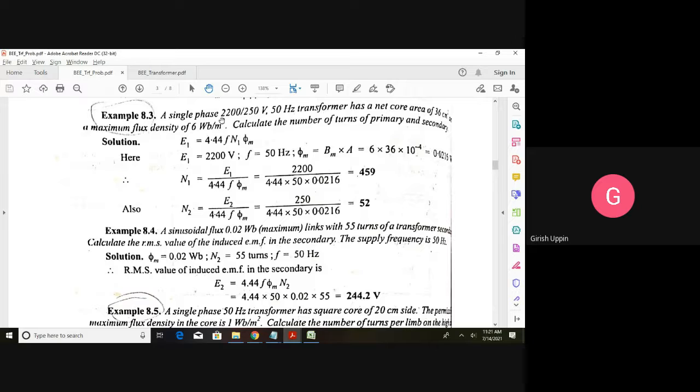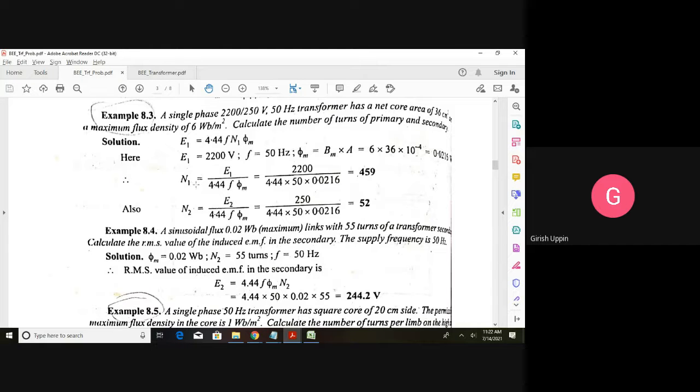Here V1 is given, and we can assume it as an ideal transformer. V1 is equal to E1 is equal to 2200. Frequency F is 50 hertz, that is given. N1 is unknown and phi m is not given, but Bm and A are given. Therefore, phi m is equal to Bm into A. What is Bm? 6 Weber per meter square into area represented in meter square, that is 36 into 10 raised to minus 4. We get 0.0216 Weber as the flux. Now all the values are known in this equation except for N1.